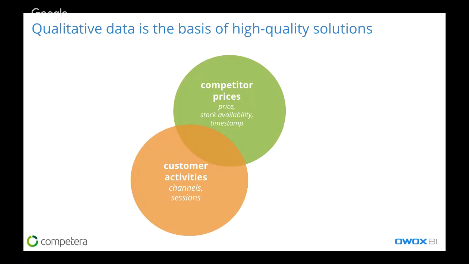Then we need to collect competitor prices. The important thing is that we need to do it in real time, because we need to know exactly what the price was on the competitor's website at the time when the user was browsing our website and our products as well, because during the day they could differ very much.